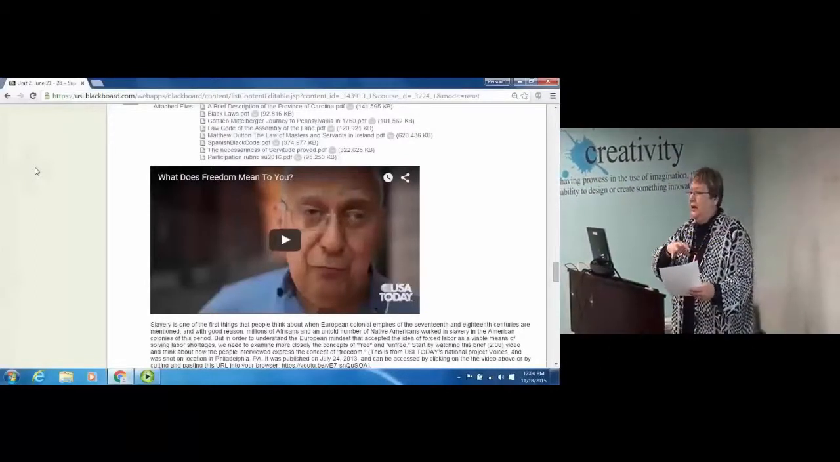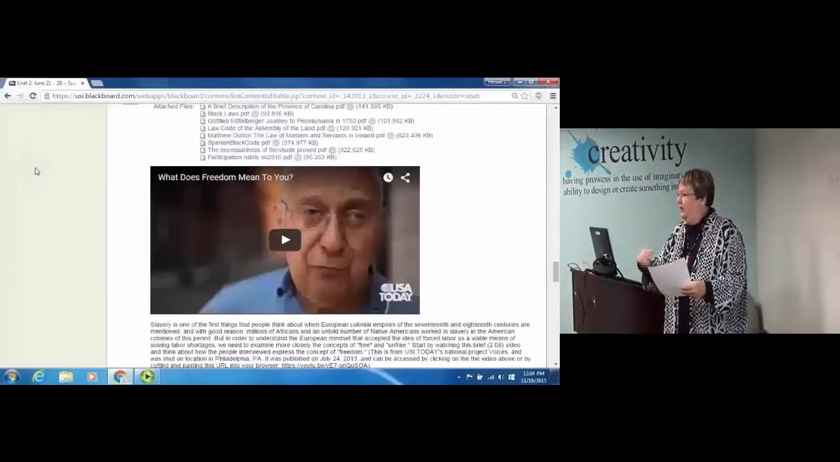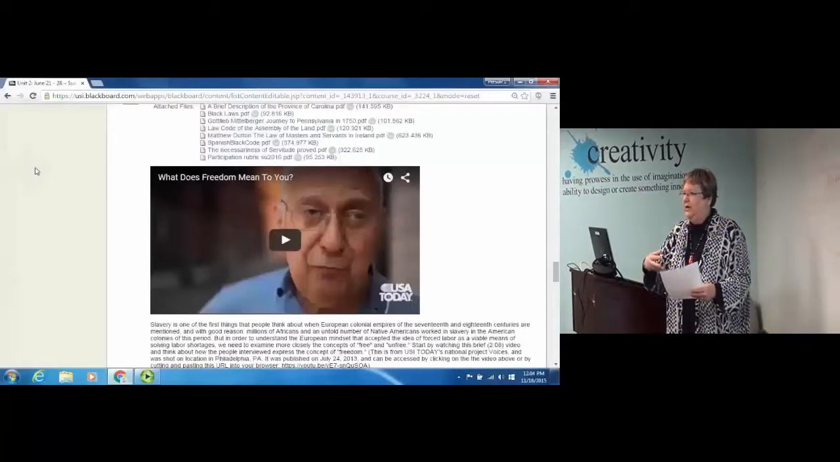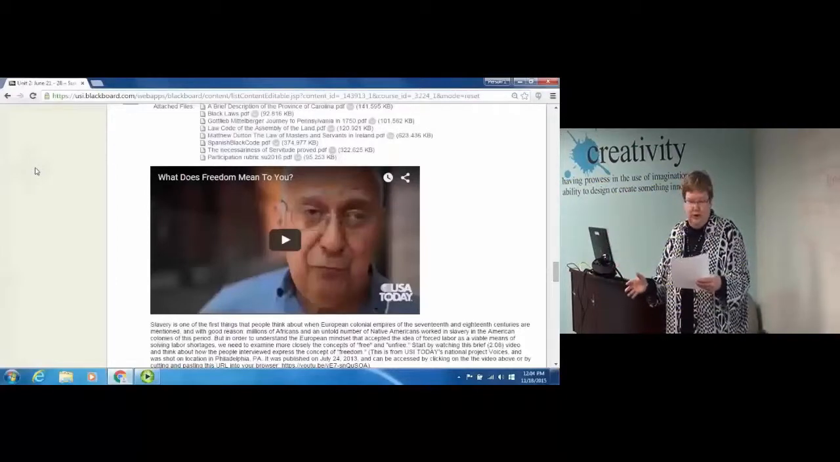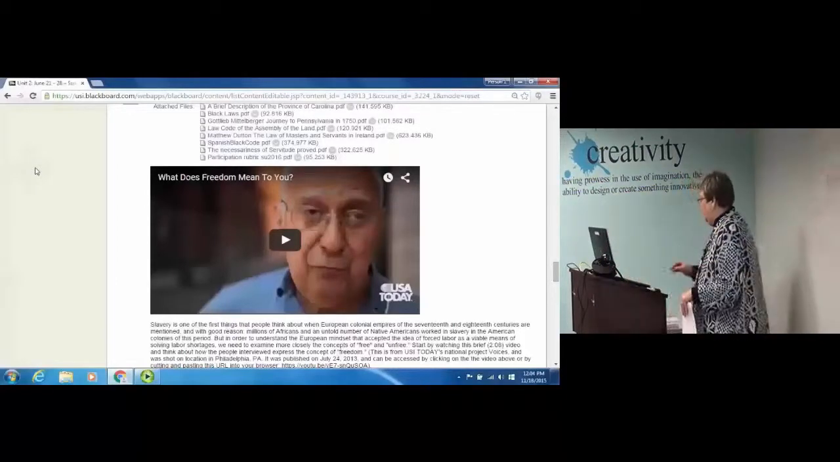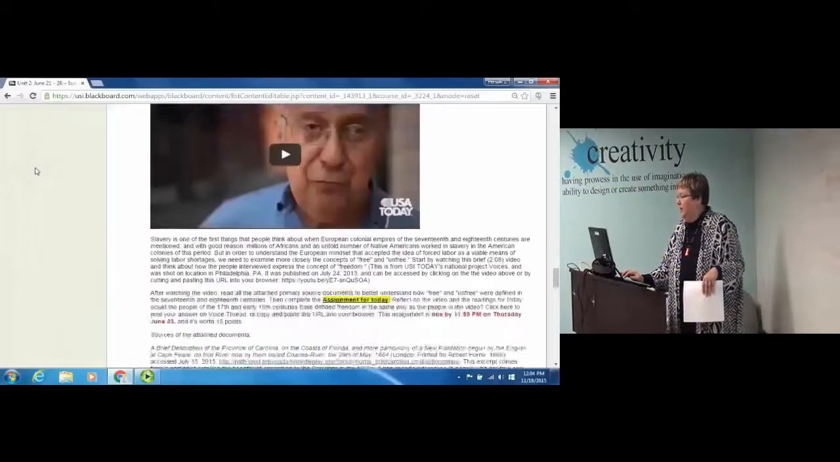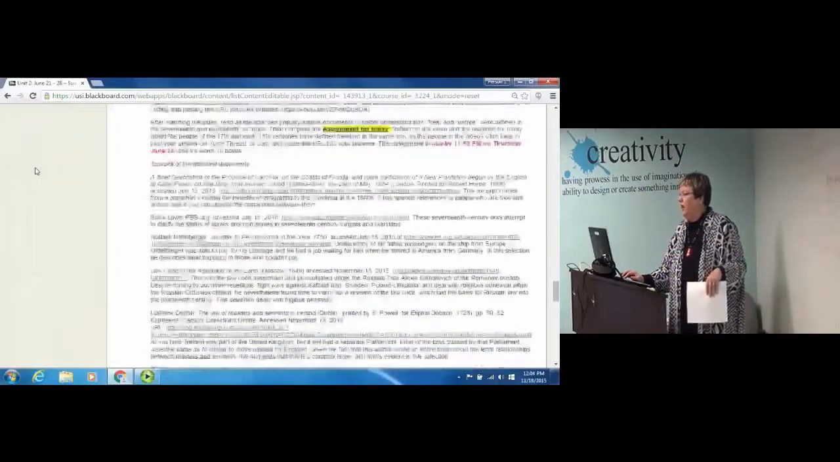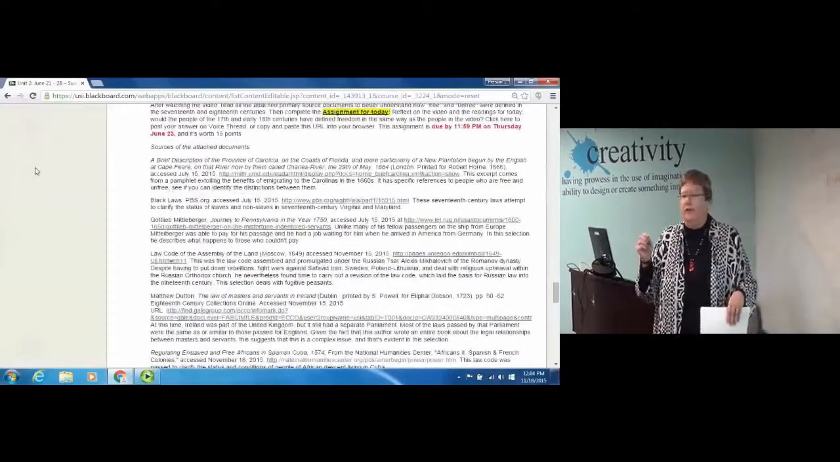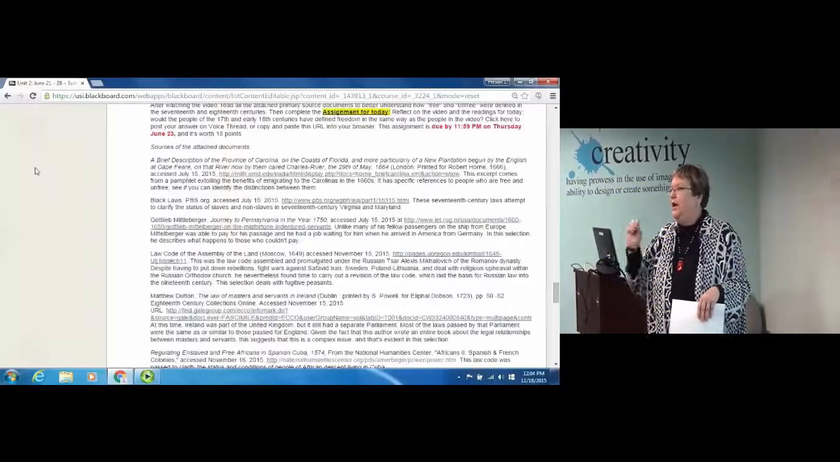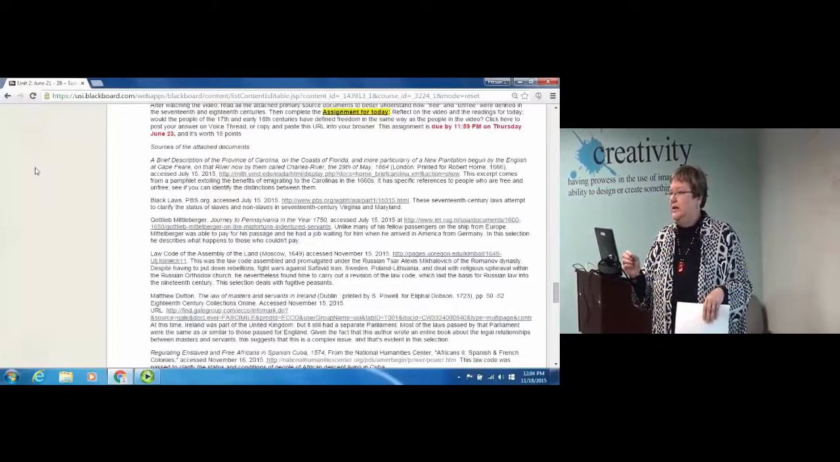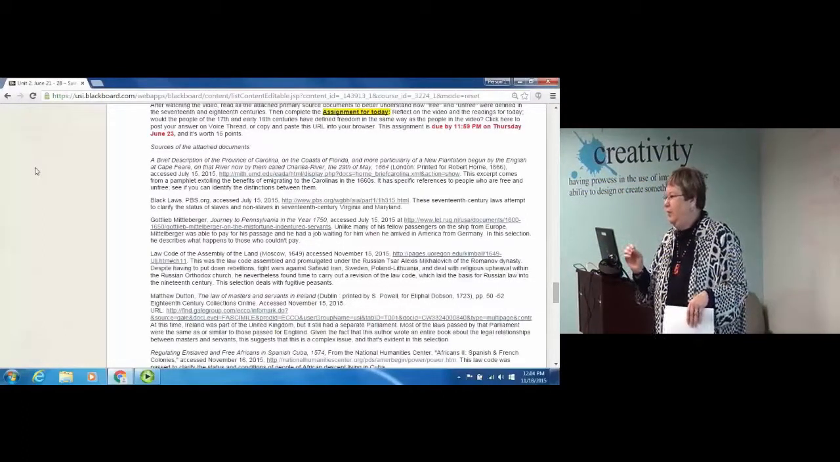So the point is that these people have to think about what freedom means, and it has these different parameters to it. So then what they're doing on this particular day is they're reading primary source documents that deal with freedom and free and unfree in the 17th and 18th centuries. There are all kinds of people who are not free.